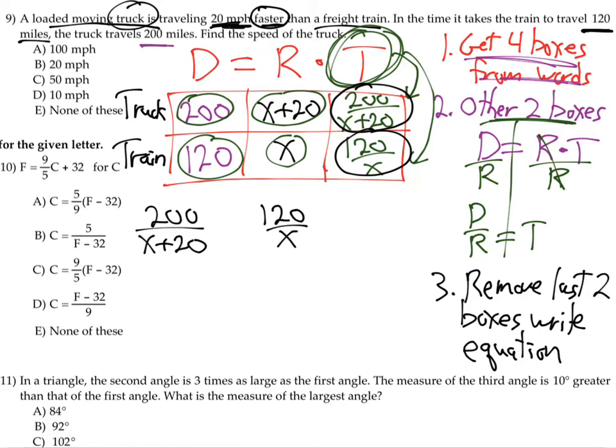So this is generally how all these travel problems go. Use the dirt equation, 6 boxes, 2 under each letter. Step 1, get 4 boxes from the word. Step 2, get the other 2 boxes from the relationship, D equals R times T. Step 3, pop out those last 2 boxes and write some kind of equation.